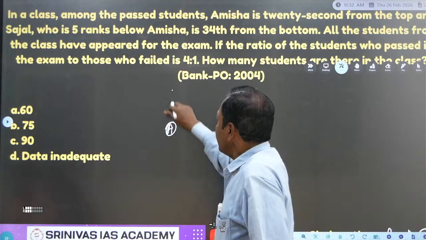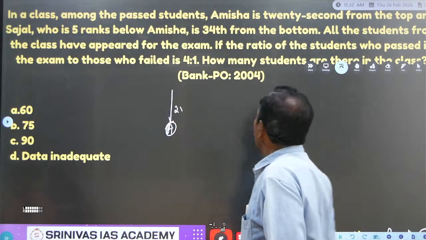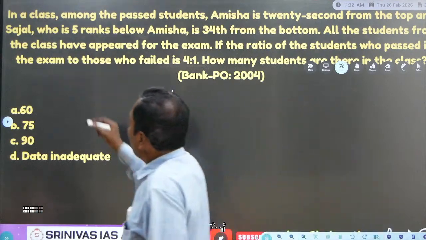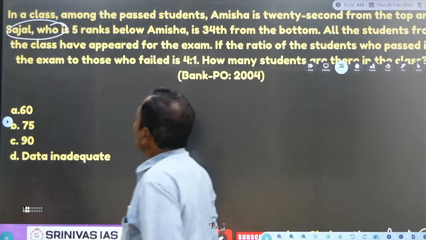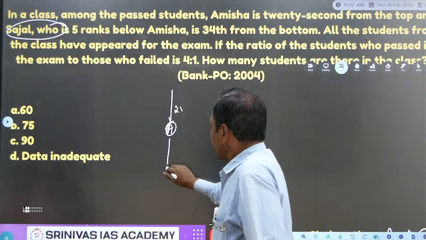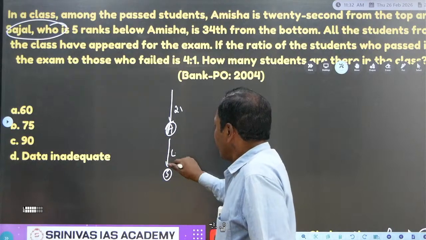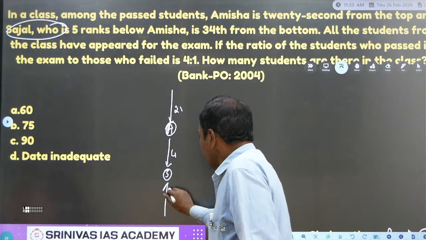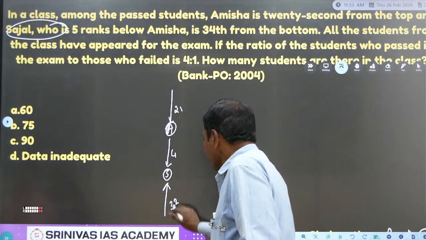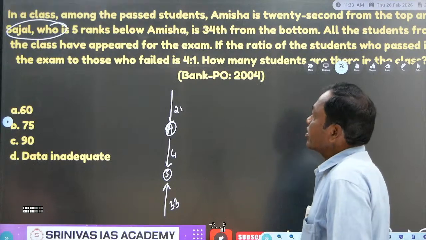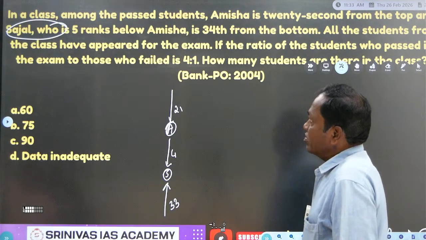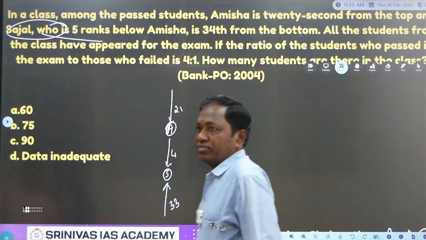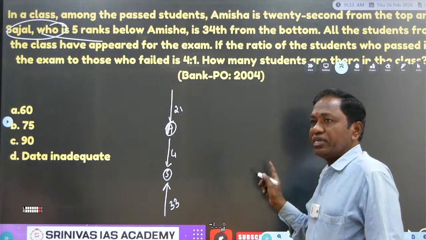Amisha is 22nd from the top. It means there are 21 above her. And Sajal, who is 5 ranks below Amisha, so there are 4 between them. Amisha is 34th from the bottom. Sir, Amisha is 34th from the bottom, not Sajal. No, Sajal is the one we are talking about here. Correct, sir.